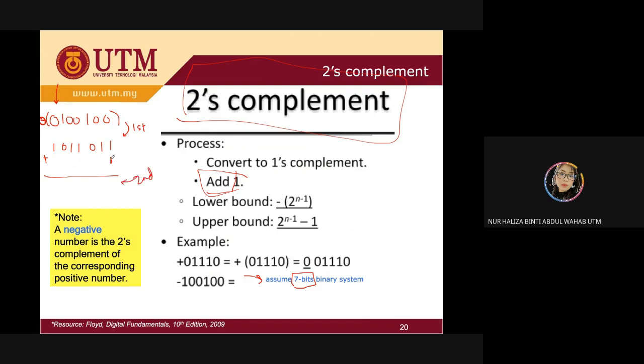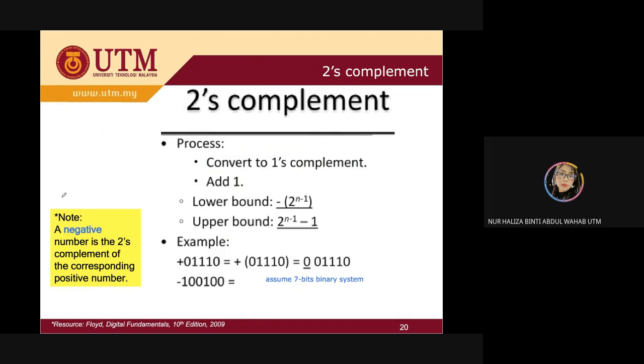1 plus 1, you get 0 and carry 1. 1 plus 1, 0 and carry 1. 1, 1, 1, 0, 1. The rest is similar. So this is your second complement answer. Then this one you can check by adding. There is no error.